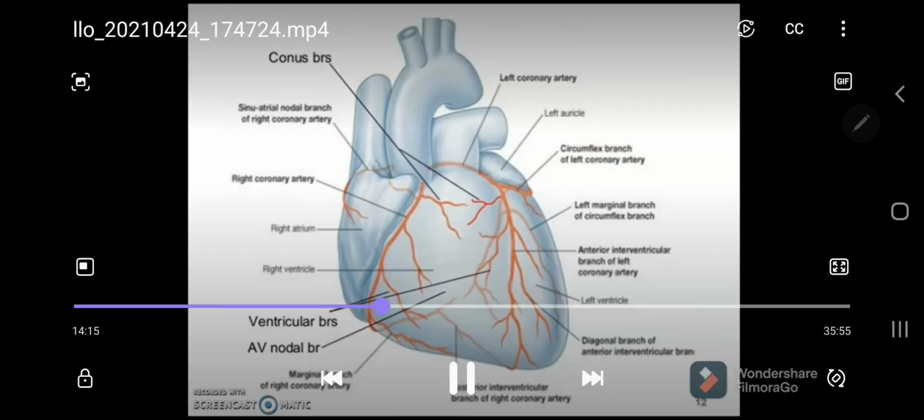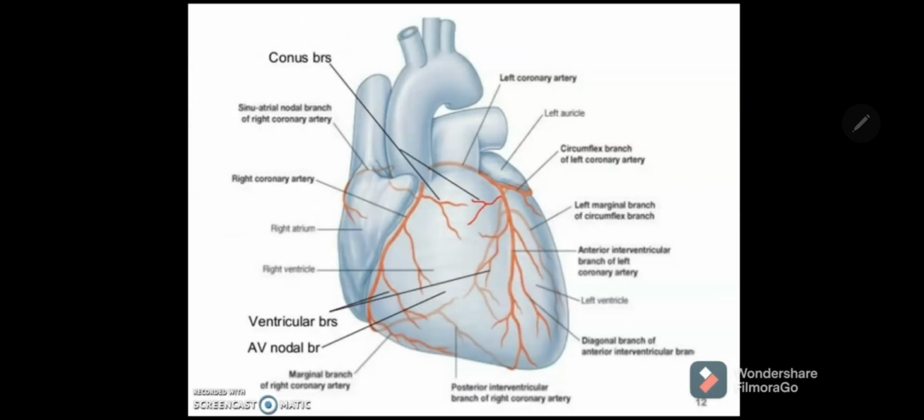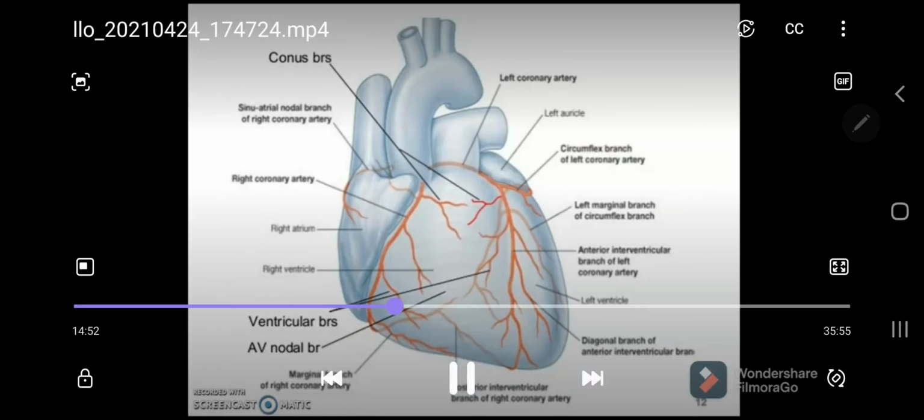Again, you notice the course here. You can see here the different branches, how it runs and ends. Conus artery, SA nodal artery, atrial and ventricular branches, marginal artery, posterior interventricular artery. It only gives the AV nodal branch in 80% of cases, and the SA nodal branch in 60% of the cases. That you should know. These are the different branches of the right coronary artery that you are seeing.